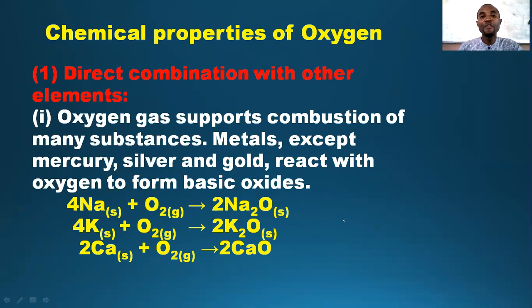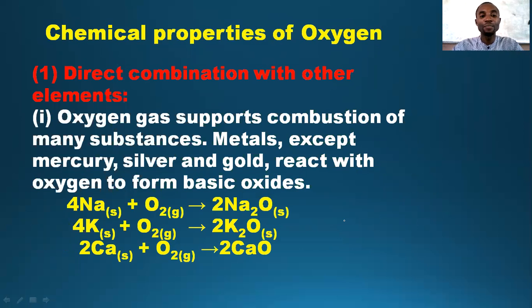What are the chemical behaviors or chemical properties of that? Number 1 is direct combination with other elements. Oxygen, of course, as a gas, supports combustion of many substances. When we hear about combustion, it has to do with burning. And oxygen is what supports burning.